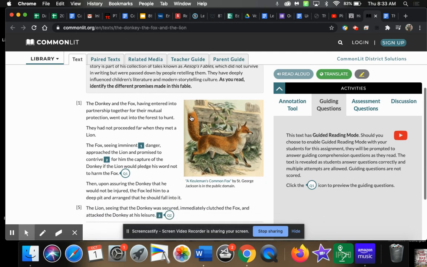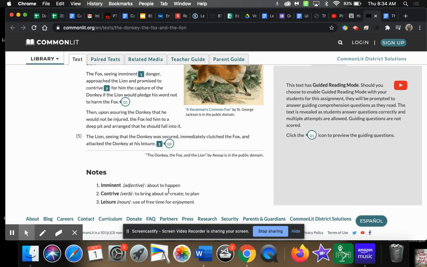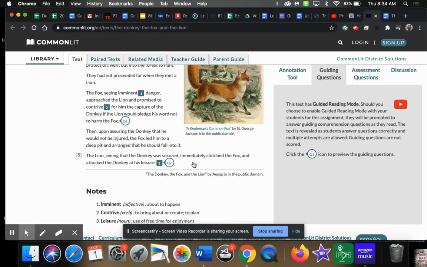So we're going to go ahead and just read this together, and then we're going to figure out the theme of this. All right. So the donkey and the fox, having entered into a partnership together for their mutual protection, went out into the forest to hunt. They had not proceeded far when they met a lion. The fox, seeing imminent danger, and imminent means about to happen, approached the lion and promised to contrive, or we're going to make a plan, for him the capture of the donkey if the lion would pledge his word not to harm the fox.